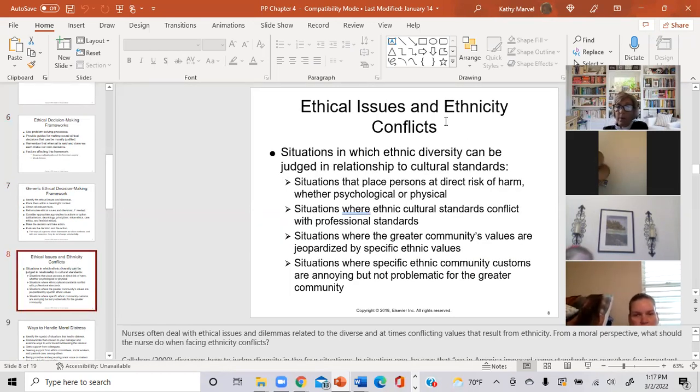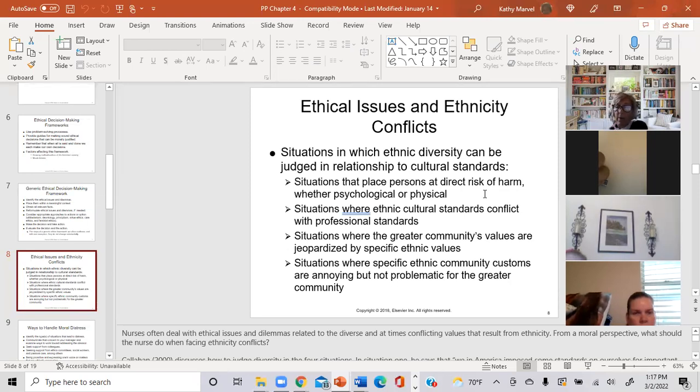Okay, what are some ethical issues and ethnicity conflicts that we might face? And again, remember, these PowerPoints are outlines. Okay, to get a more detailed summary of what these topics are, you need to go back to the book. Situations in which ethnic diversity can be judged to cultural standards, right? Situations that place people at direct risk of harm, whether psychological or physical. All right, situations where ethnic cultural standards conflict with professional standards.